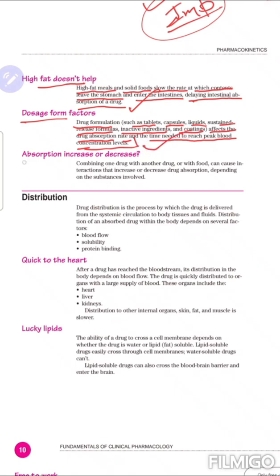Absorption increases or decreases. Combining one drug with another drug or with food can cause an interaction that increases or decreases drug absorption depending on the substance involved. Means if we take a drug with another drug, or with some food, this causes an interaction, and because of this interaction the drug absorption can either increase or decrease depending upon what we are eating. So this is also very important. These are very simple points, and I'm explaining them in a simple way so that you can understand very easily.